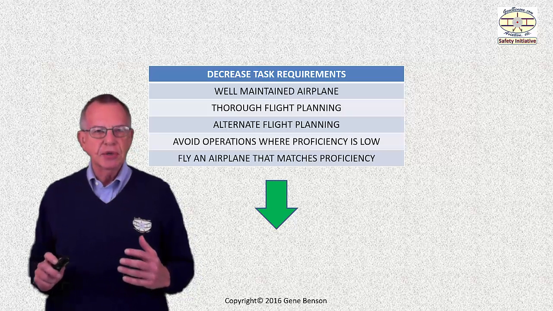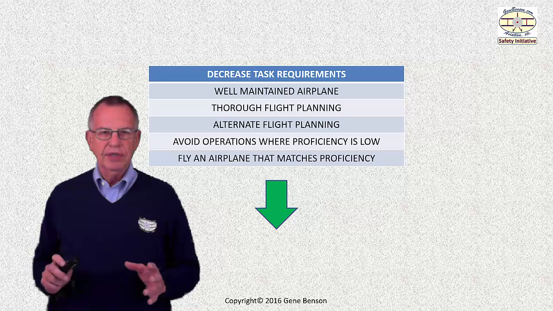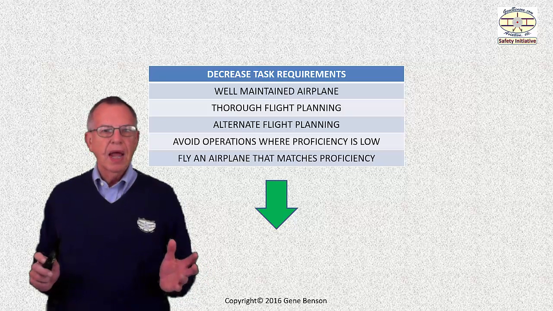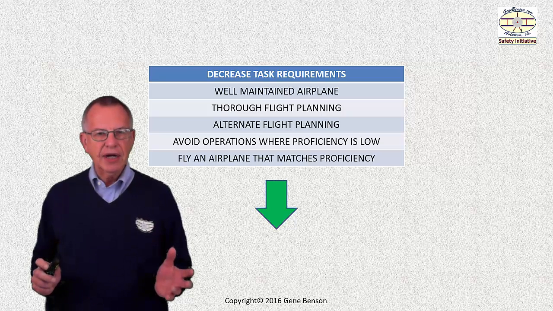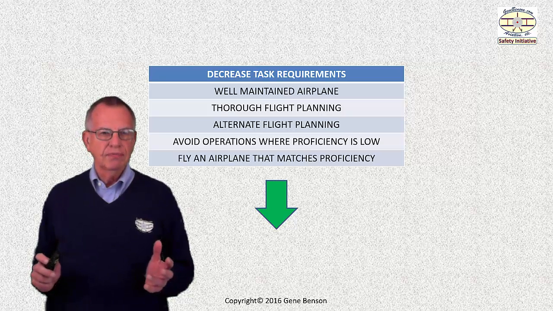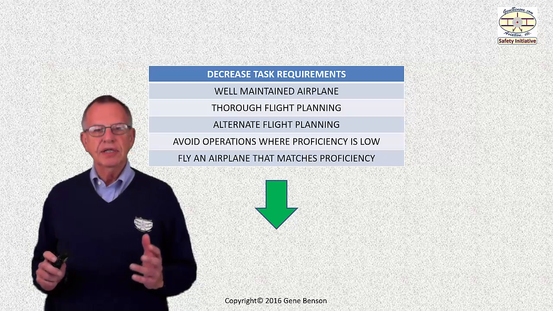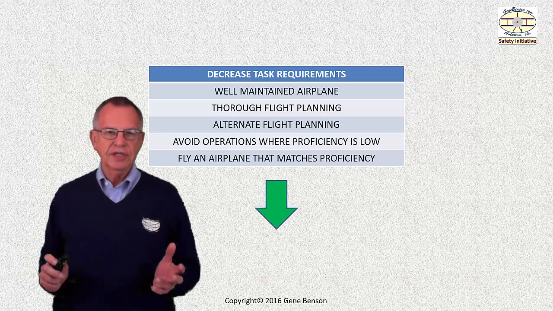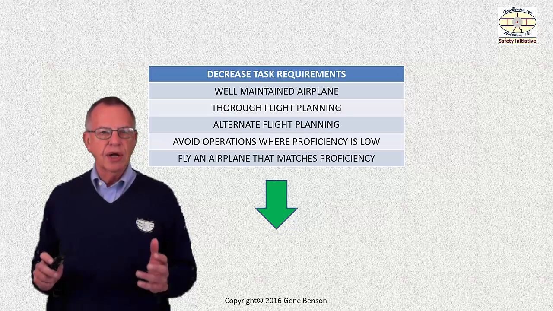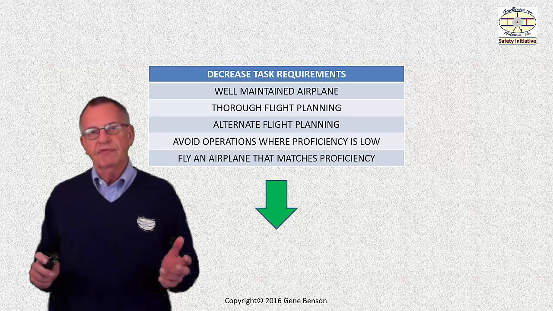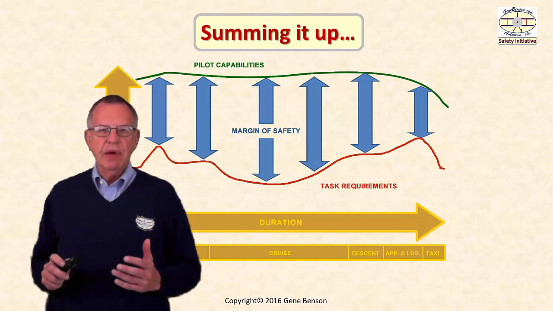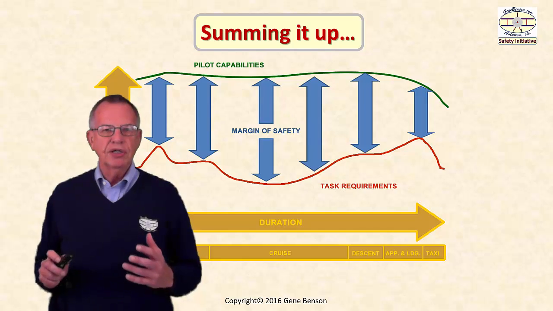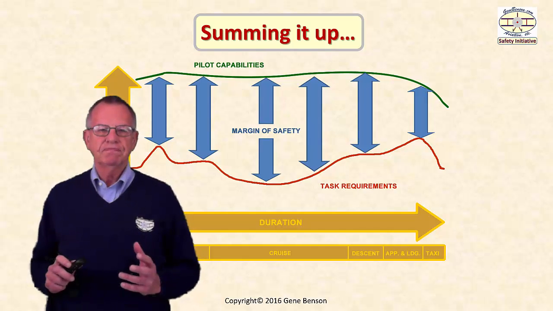Next, let's see if there are some things we can do to decrease our task requirements, otherwise known as our workload. If our airplane is well maintained, there is less chance of having a mechanical problem, which would increase our workload. Thorough pre-flight planning means that there is less to do as the flight progresses. Having an alternate plan or plans greatly decreases the workload if the flight must divert due to weather, a closed runway, or for some other reason. So these are things to keep in mind if we want to have a large margin of safety, as large a margin as possible.